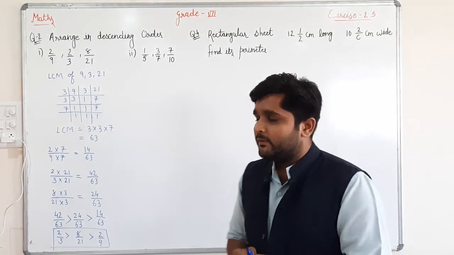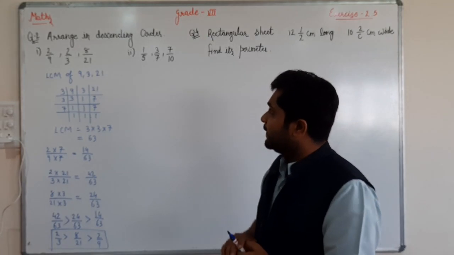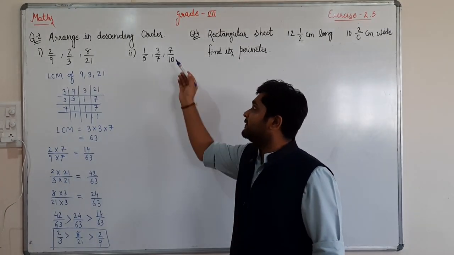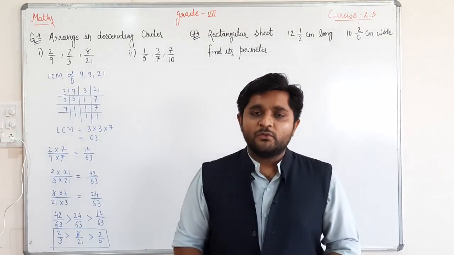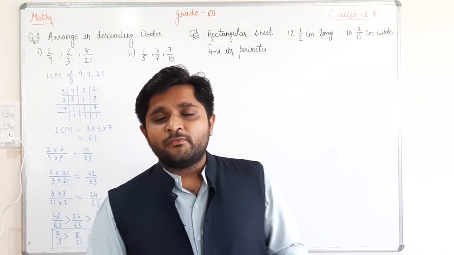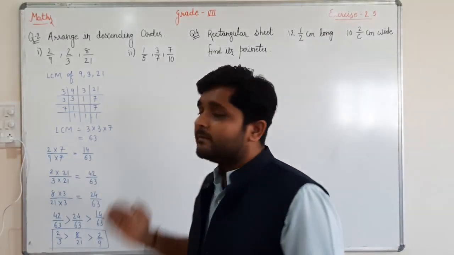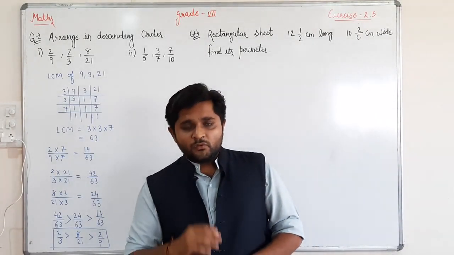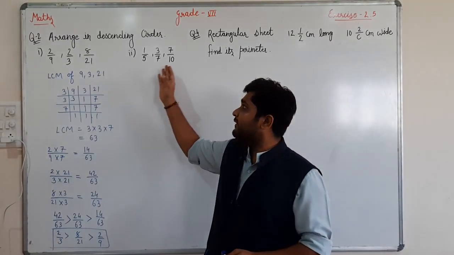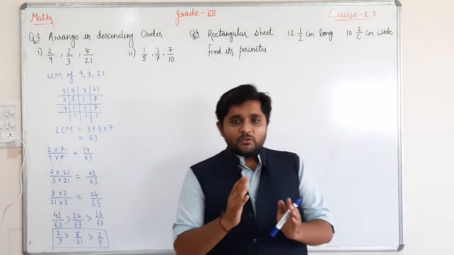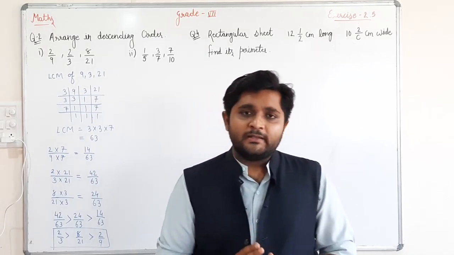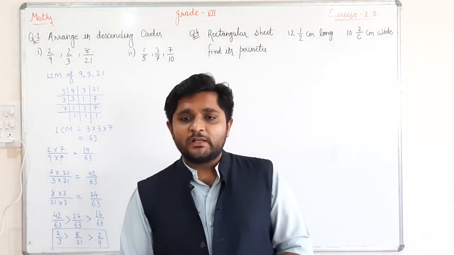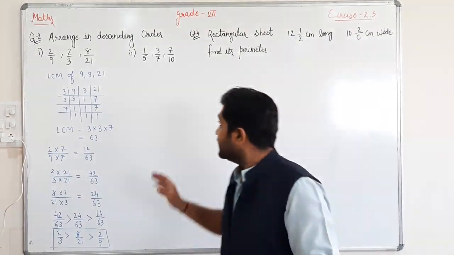So now, let me start sum number 2. Here sum number 2 is 1 upon 5, 3 upon 7 and 7 upon 10. So what we have to do? First of all, we will find the LCM of 5, 7 and 10. Find the LCM of 5, 7 and 10, then make the denominators the same and you will find the answer. Sum number 2, you have to do it yourself as homework. Okay friends?